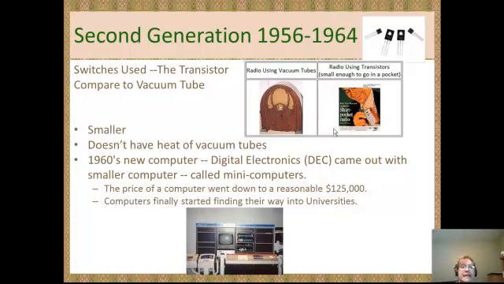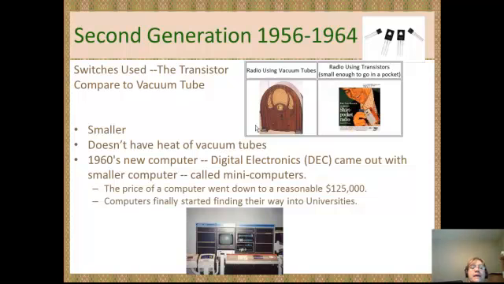Okay, so here's the second generation. What is the switch? It's this little thing called a transistor. So it is quite a bit smaller, and no more vacuum tubes. The heat of the vacuum tubes was a concern for those large first generation computers, and with the transistor that problem went away.